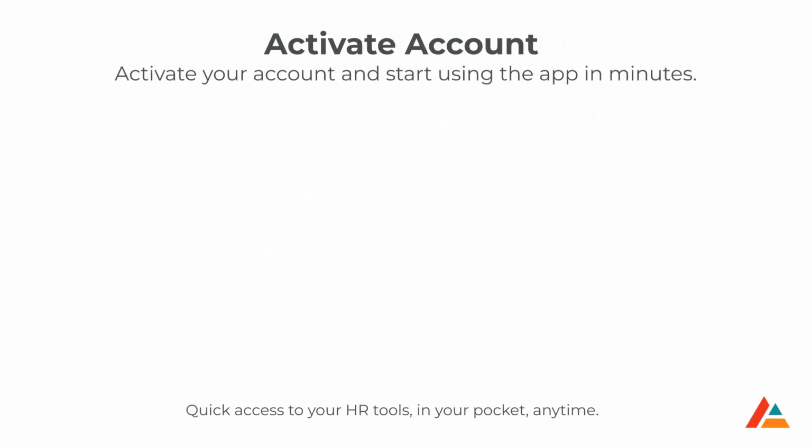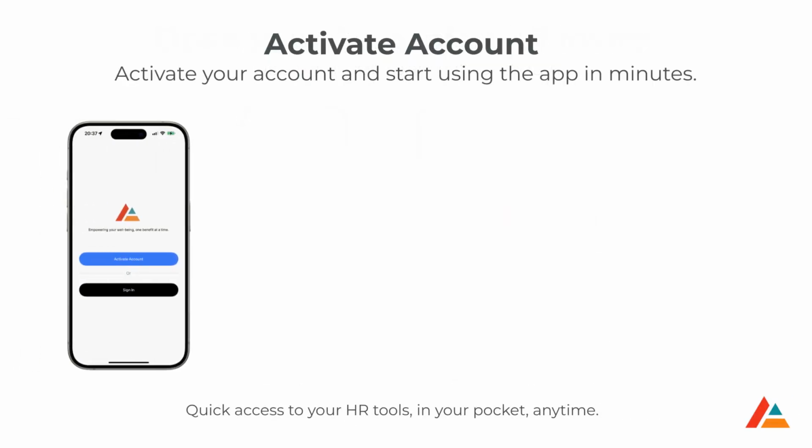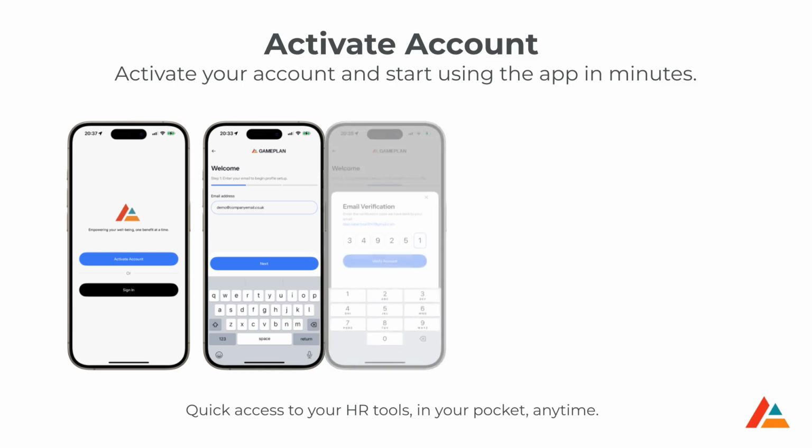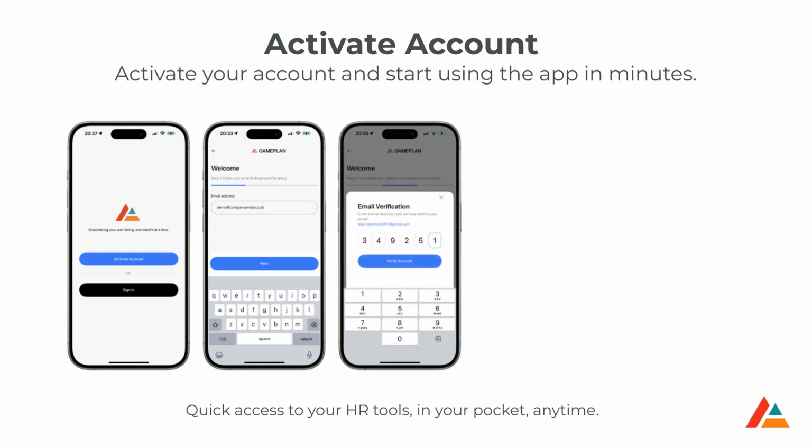To activate your Gameplan HR account, tap Activate Account on the welcome screen. Enter your company email address. A two-factor authentication code will be sent to your inbox. Type this code into the app to verify your account.